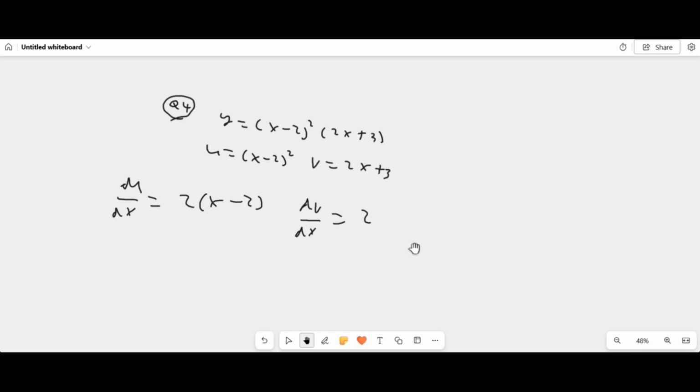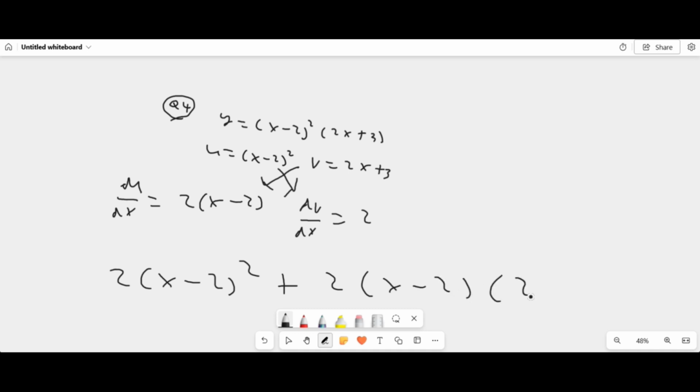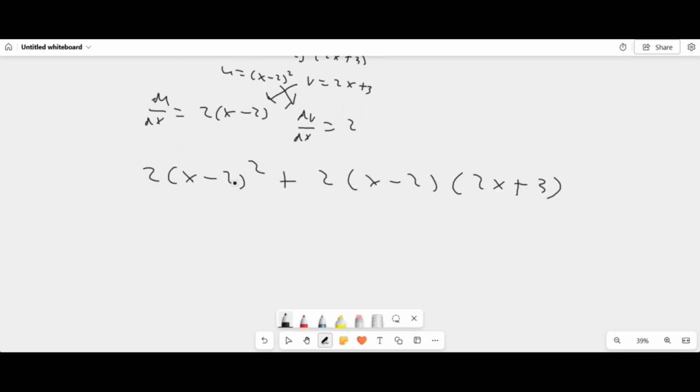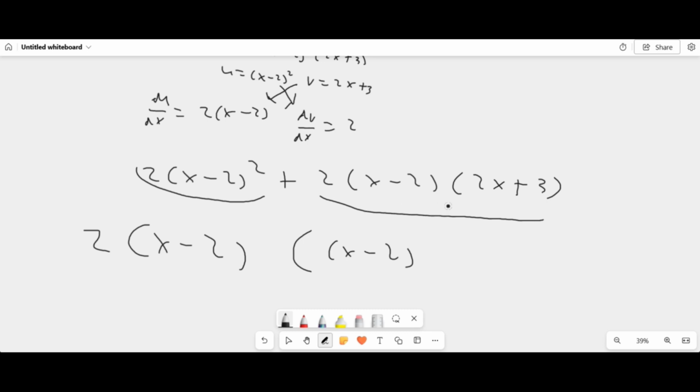Alright. So what you want to do now is times them together. So times this by this and this by this. So that's going to be 2 open bracket x minus 2 squared plus 2 open bracket x minus 2 open bracket 2x plus 3. We've got x minus 2 in common and we've got 2 in common, so take out 2 and then x minus 2. If I take that out of here, we're just left with 1 x minus 2. If I take that out of here, we're left with 2x plus 3 there.